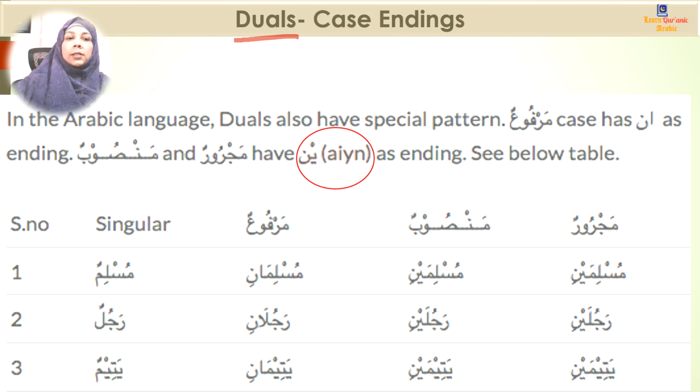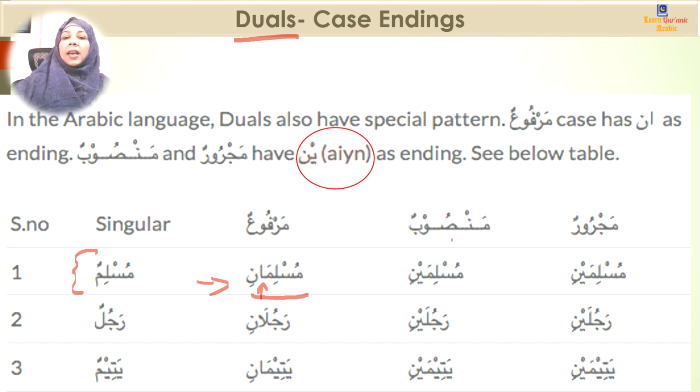So in this case, Muslimun, if it's dual and marfu'un, it's going to be Muslimane. So you notice the addition of the alif and the noon at the ending, right? Versus the plural was Muslimuna. And now it is Muslimane. Okay, so this is the difference. It's the addition of an alif and noon at the ending.